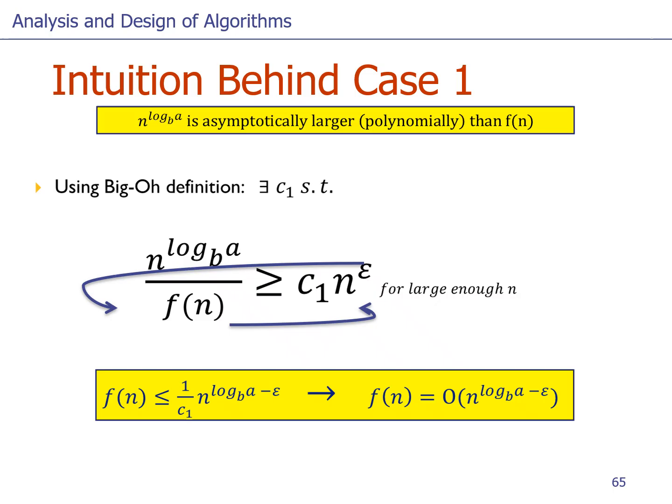Because without the minus epsilon, we are actually talking about the performance of the leaf level, the level h. But with the minus epsilon, we have decreased the performance. Okay, we are looking at a lower asymptotic order, which is that of f of n.